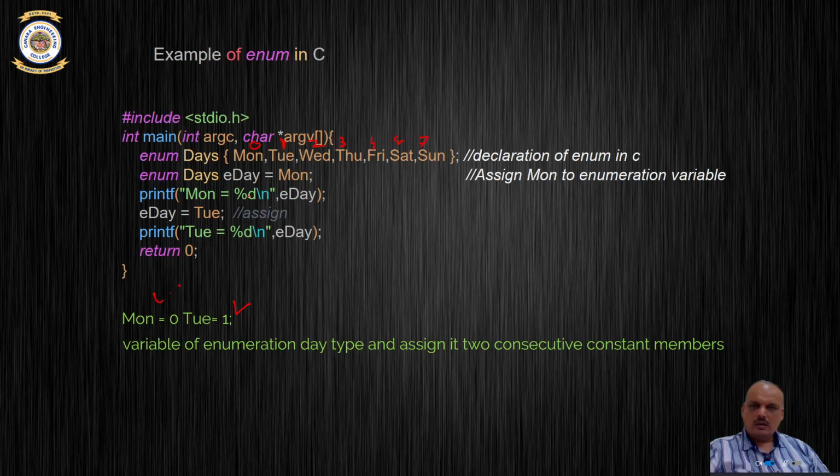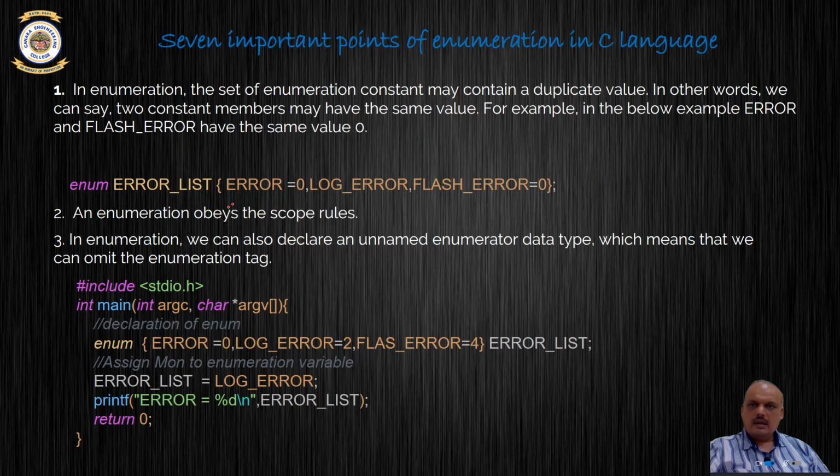Okay, going ahead, let's look at 7 important points which will clear the functionalities of enum in C. The first point that you have to note is that enumeration or an enumerator data set constant may contain duplicate values, which means that you can force this tag to be a constant or an integer, apart from leaving the compiler to do the necessary tagging.